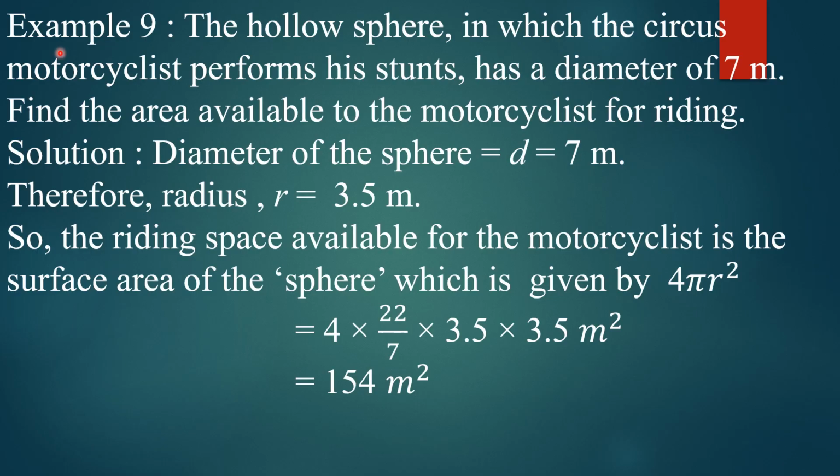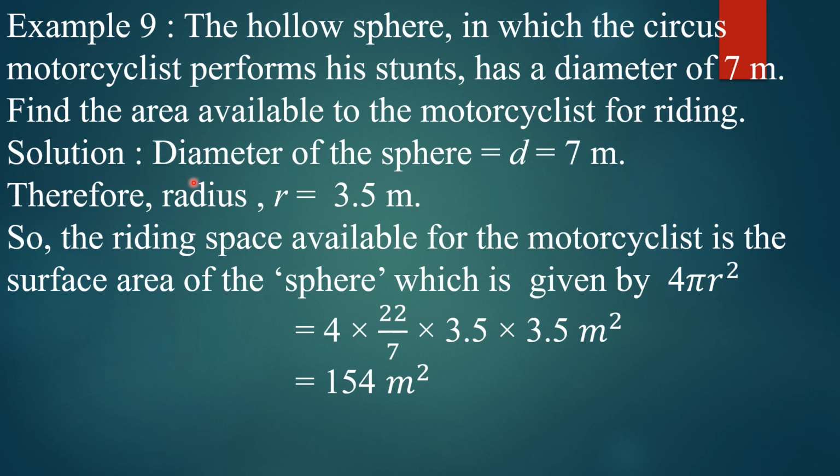Right. Now let us take another example. Okay, my dear children. The hollow sphere in which the circus motorcyclist performs his stunts has a diameter of 7 meters. Okay, my dear children, understood this one? The diameter of a hollow sphere was given. What is asked here? Find the area available to the motorcyclist for riding. What is meant by this question, my children? Yes, we have to find the surface area of the sphere. Okay, my children? Right. Now come to the solution part.